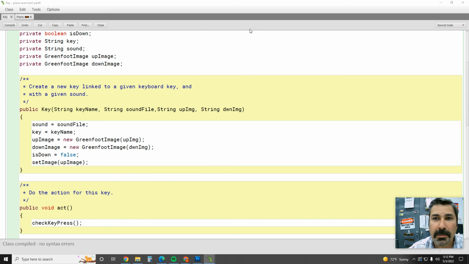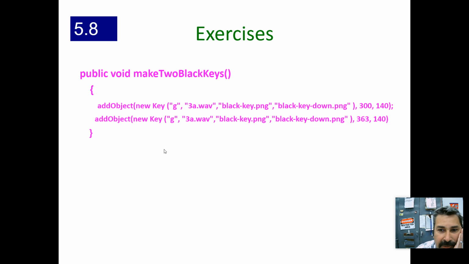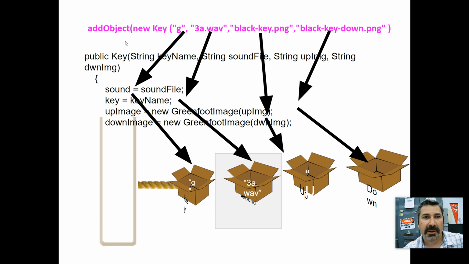Okay, so let's keep looking at the spiel. I think I probably got ahead of myself. So here is the code to make the two black keys. Here's what's happening. Add object new key G. So it's holding the G. It's holding a 3a.wav, right? So this particular key is going to hold a G and a 3a.wav.